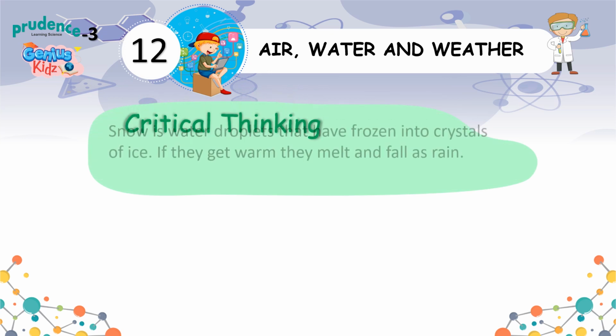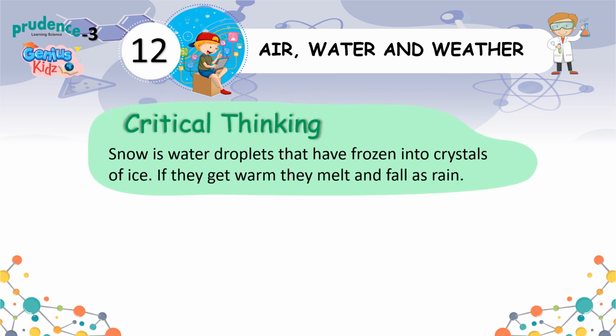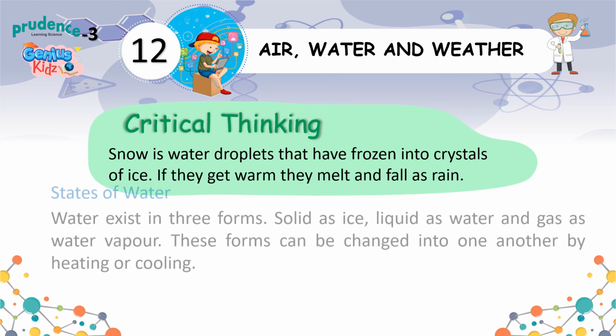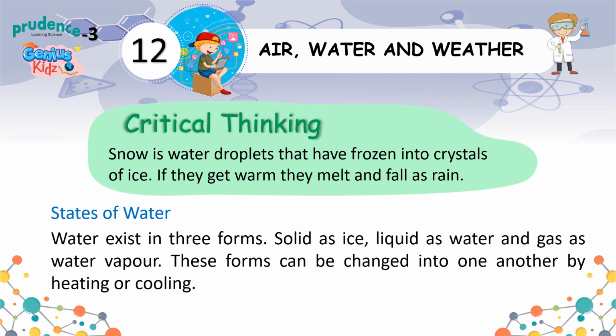Critical thinking. Snow is water droplets that have frozen into crystals of ice. If they get warm, they melt and fall as rain. States of water. Water exists in three forms: solid as ice, liquid as water and gas as water vapor. These forms can be changed into one another by heating or cooling.